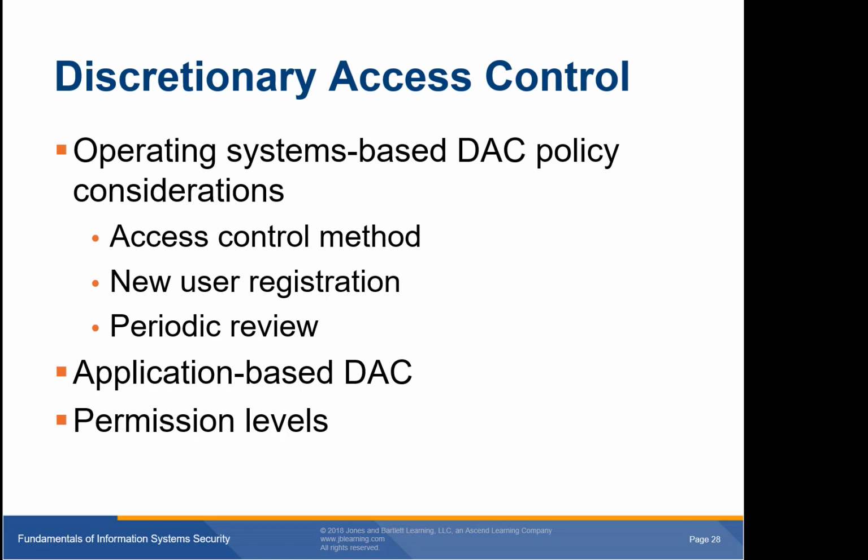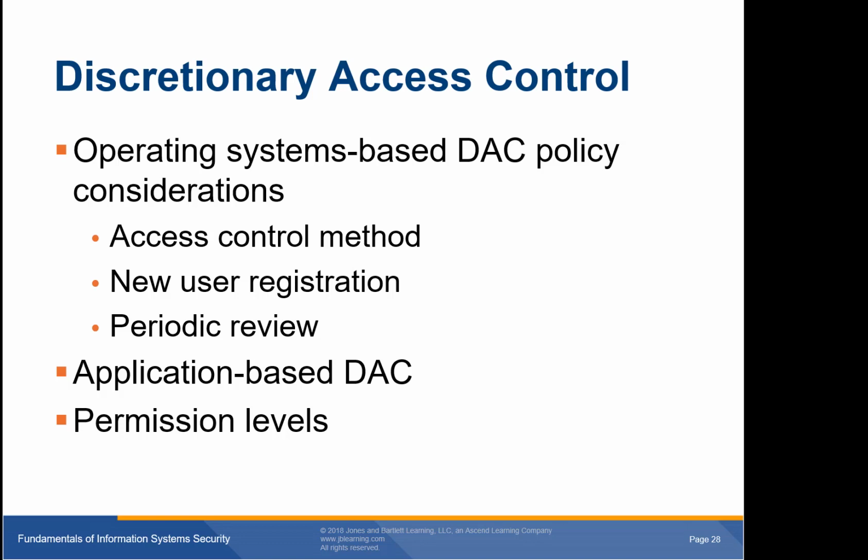First is access control method. Today's operating systems contain access control settings for individual users, like rule-based, or for groups of users, like role-based. Which method you use depends on the size of your organization and the way specific access rights need to be set for individuals or roles. Second is new user registration. When new users are brought into an organization, their user accounts must be created. This can take a lot of time. It must be done quickly, however, so new people can do their jobs. User registration must be standardized, efficient, and accurate.